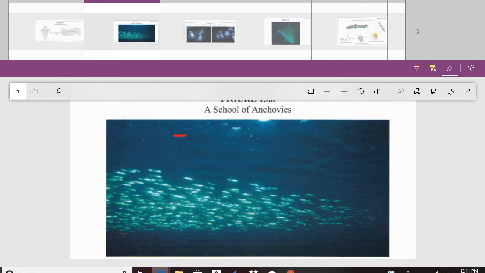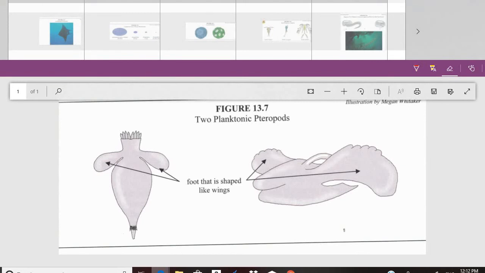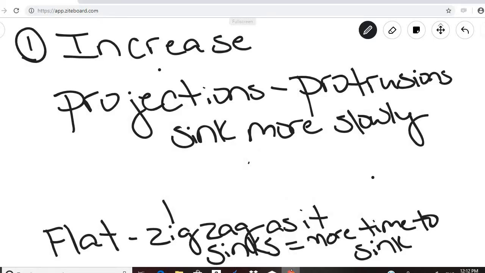Let me see if I have a picture of one that has projections on them. I guess I don't, but many of the plankton will have projections or protrusions from their bodies that give them increased resistance in the water. So that's one way, is they can do things to increase the resistance in the water.